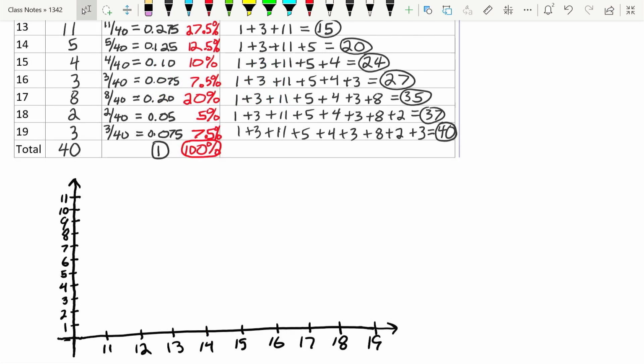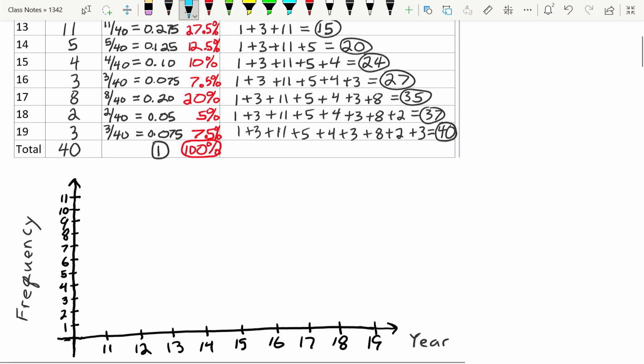What we're going to do with these frequencies is we're going to create a bar graph. On the vertical scale, we're going to make that the frequency. And down here on the horizontal axis, we're going to have the years listed from 11 to 19. We start with the frequency for 11, which was 1. So the bar in the bar graph for 11 goes up to 1. For 12, we had a frequency of 3. So we're going to draw a bar going up to 3.